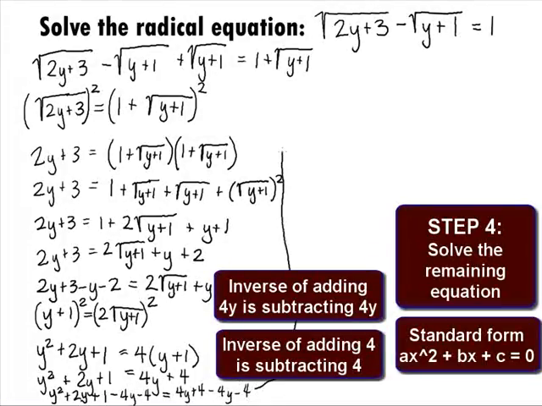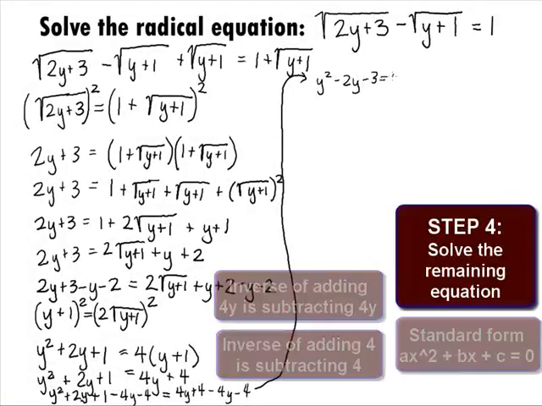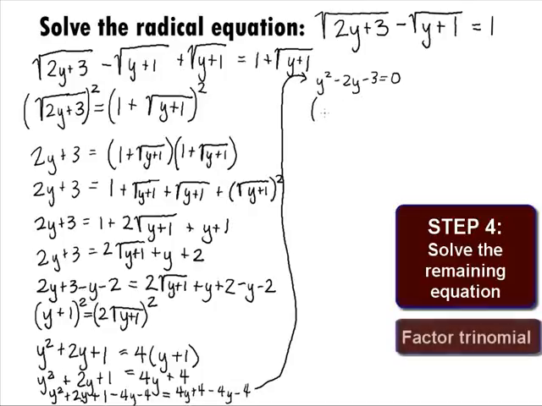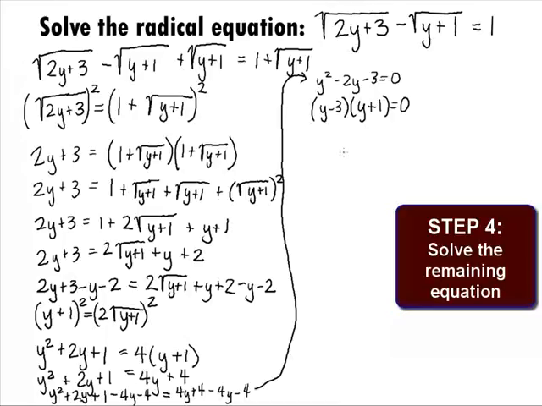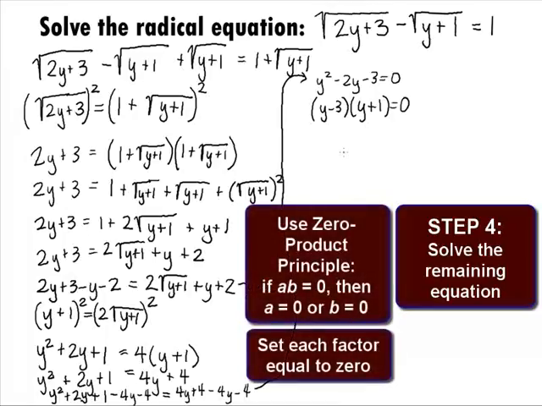This will simplify to be the quadratic equation in standard form of y squared minus 2y minus 3 equals 0. Since this quadratic does factor, let's go ahead and solve by factoring. Factoring the trinomial on the left side, we get y minus 3 times y plus 1 equals 0. Since we have a product of factors set equal to 0, we can use the zero product principle and set each of these factors equal to 0.